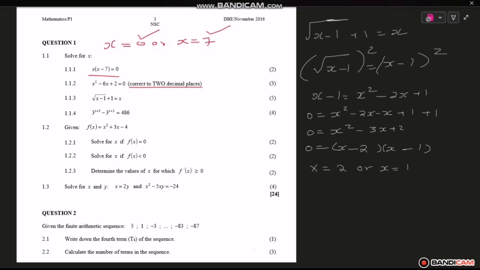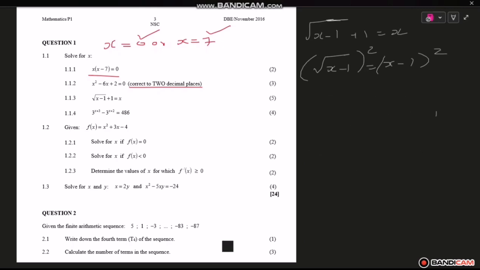I solved for x. Then make sure that you always do this when you're dealing with surds, because one answer can be incorrect and one answer can be correct. So both of these answers are correct, so there's no need for you to reject one. I hope you understand that. I hope it makes sense, guys. So 1.1.4, these are exponents.